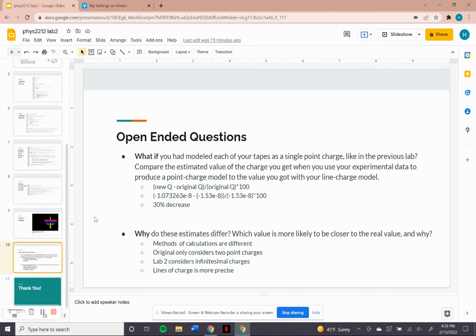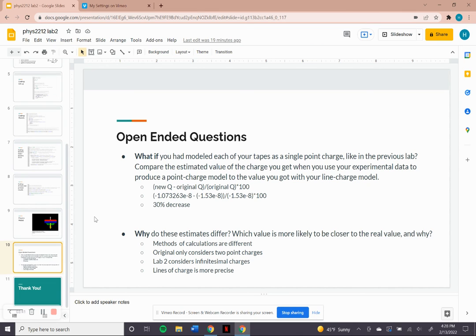So some things that we have to consider: why are the charges different, and how much do they differ by? So I did the percent change formula to see that there's a 30% decrease from the lab 1 to lab 2 results. So why do they differ? Well, the methods of calculations are different. First, we only considered one point charge for each tape, but now we're considering many different divided up sections and then adding them up, which is essentially superposition, as stated before.